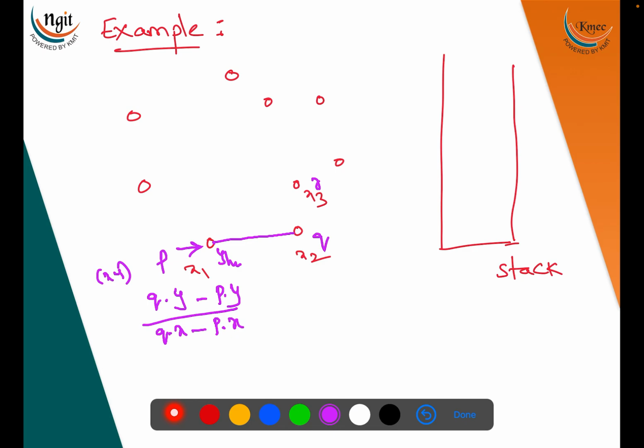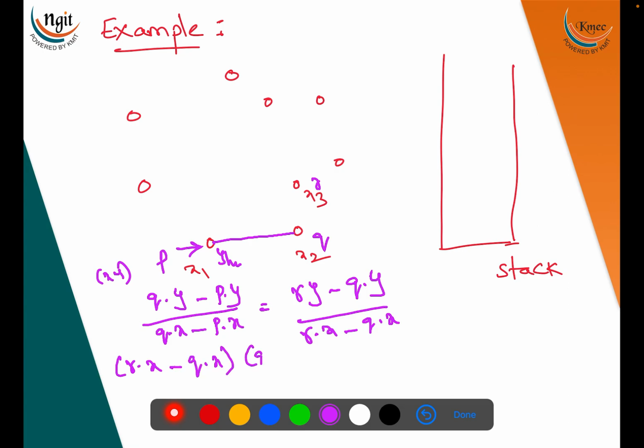Now similarly for Q and R we'll calculate the slope: R.y minus Q.y divided by R.x minus Q.x. All we need to do is compare these two lines. We'll get a cross multiplication, where (R.x minus Q.x) times (Q.y minus P.y) is equal to (Q.x minus P.x) times (R.y minus Q.y).